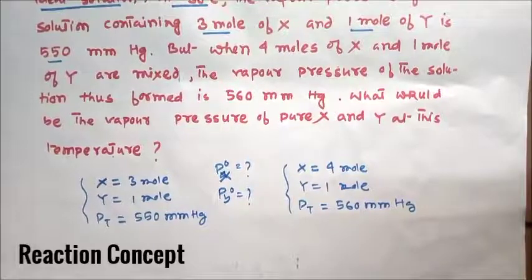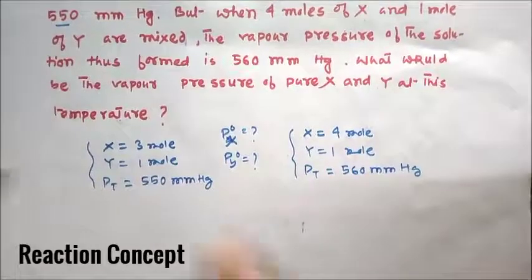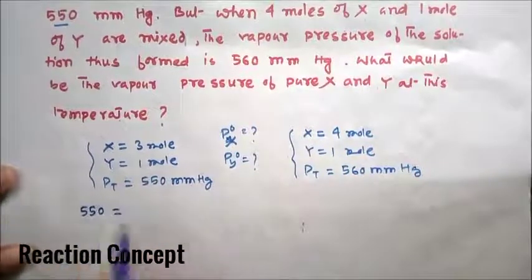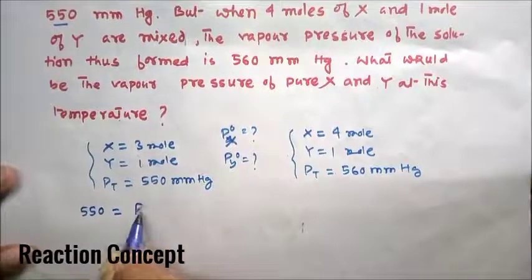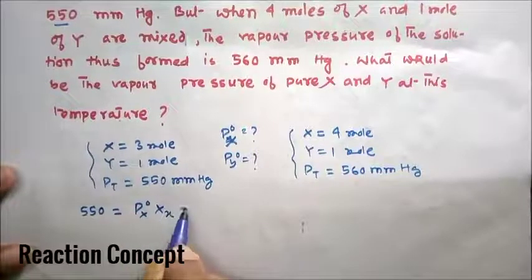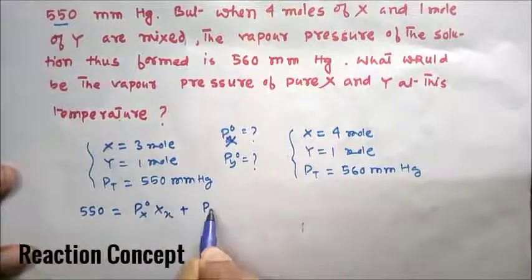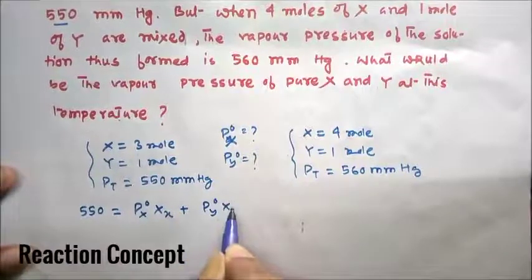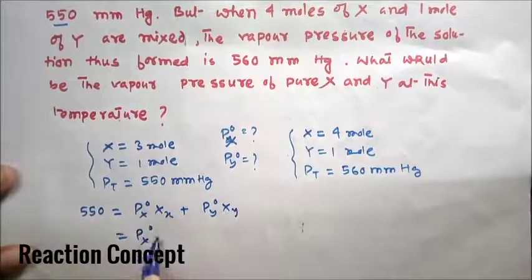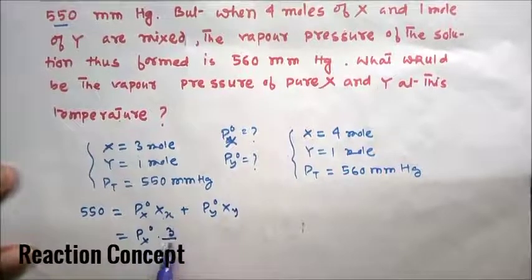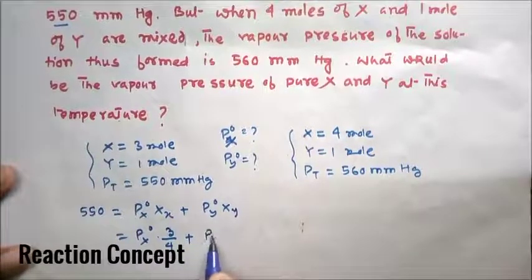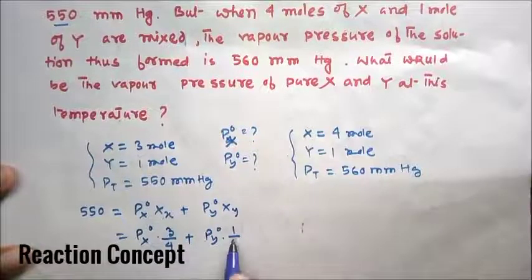These two values are supposed to be found out. Okay, so let us write the Raoult's equation for this condition. Here it is, total pressure is 550, so it would be equal to Px naught times the mole fraction of X plus Py naught times the mole fraction of Y. The mole fraction of X would be 3/4, and the mole fraction of Y would be 1/4.